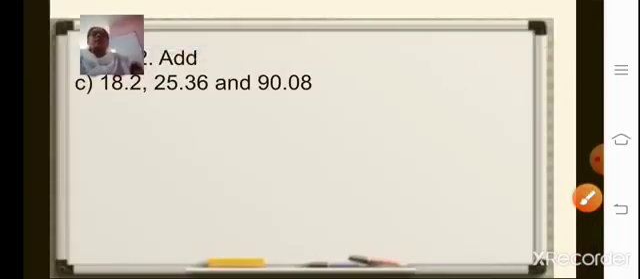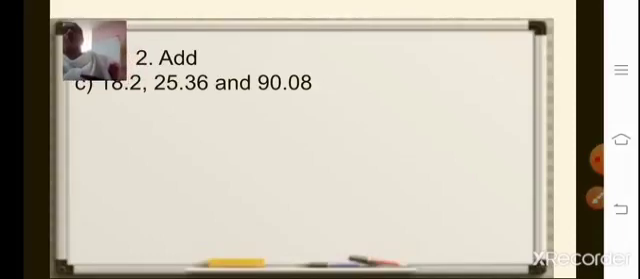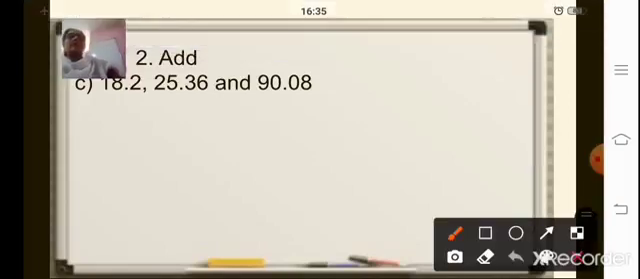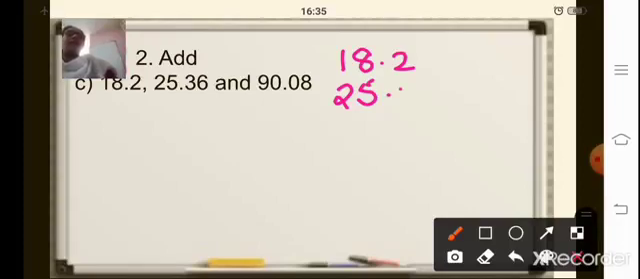Coming to the second question, add, which you have to solve in your maths notebook, children. 18.2 plus 25.36 plus 90.08. So we'll write the number first, 18.2. Your second number is 25.36. Find the maximum number of decimal places, which is 2 here. So 25, the whole number, you will write under 18, one below the other. Put the decimal point. 3 is in the 10th place and 6 is in the 100th place.